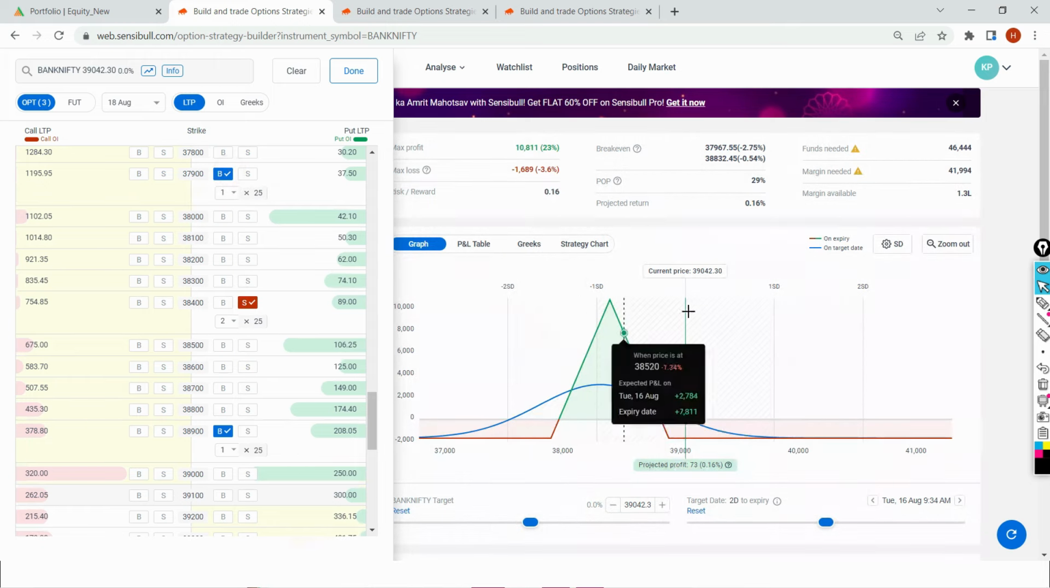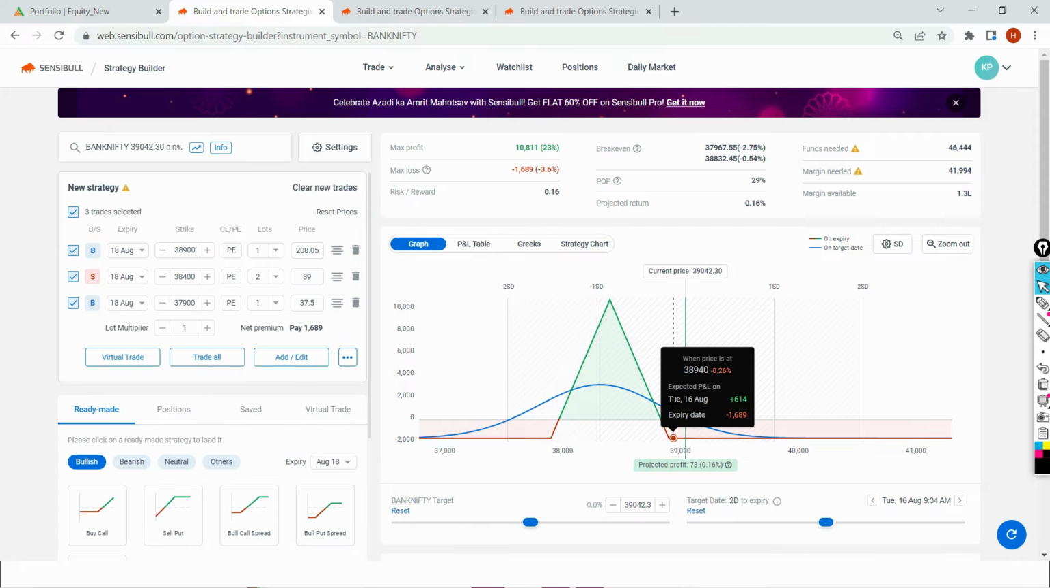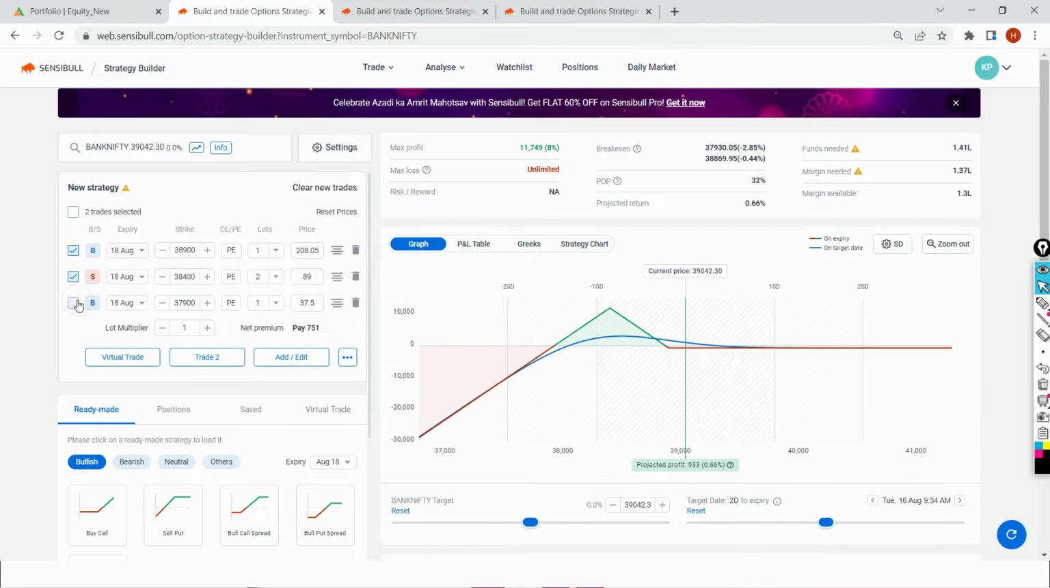I'll buy back this. So this is my typical butterfly. But what did I say? My view is sideways to bearish. So I do not want this red area. So if I select this one, what is my break even? Break even is 37,900. So I'll go for 37,000.